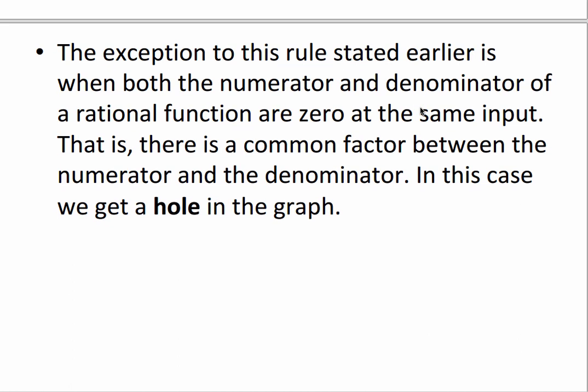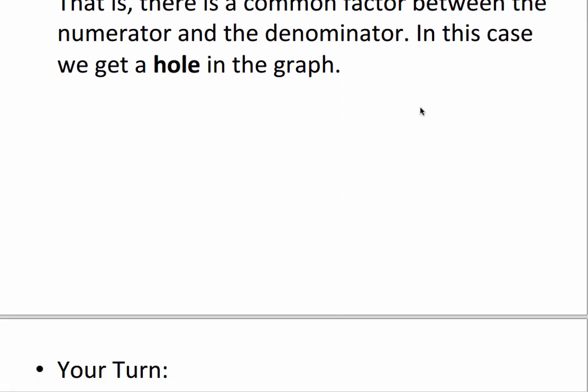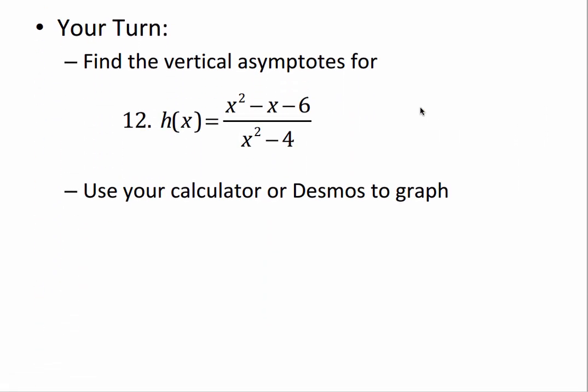Okay, so what is the exception? The exception is where you have both the numerator and denominator equal to 0 at the same input. That is, there's a common factor between the numerator and denominator. If we have that case, we get a hole in the graph. So let's take a look at problem number 12, which is an example of that, okay?